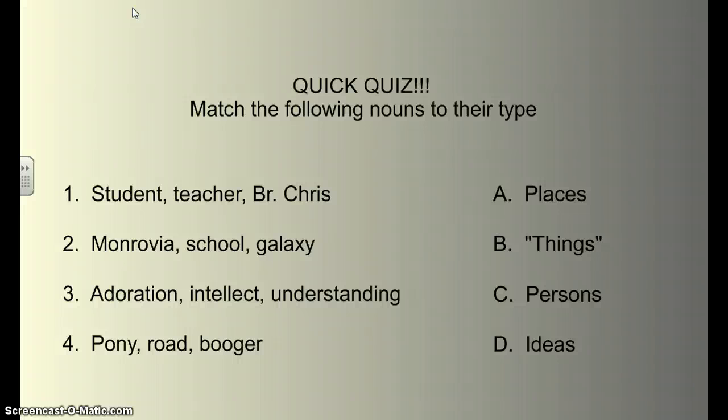So, quick quiz, go ahead and identify what category each of these sets of nouns falls under. I'll give you about 5 seconds. All right, time's up. Obviously, student, teacher, and brother Chris are persons. Monrovia School and Galaxy are places. Adoration, intellect, and understanding are ideas because they don't physically exist, but we know they're there. And Pony, Road, and Booger are all things.